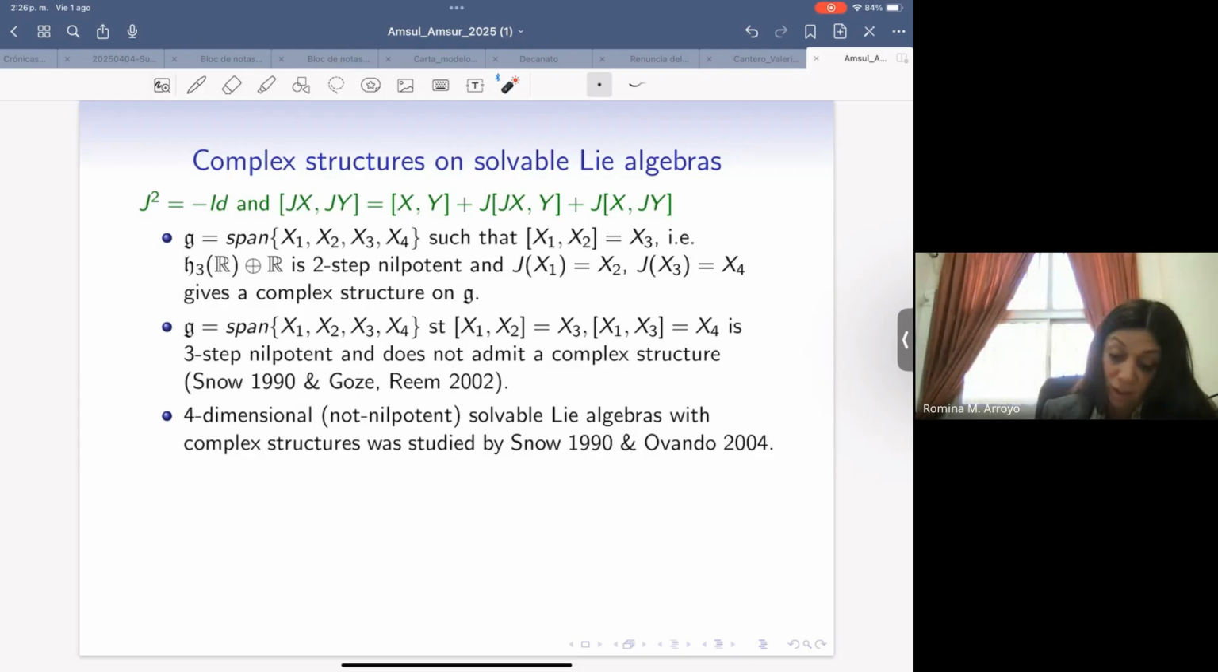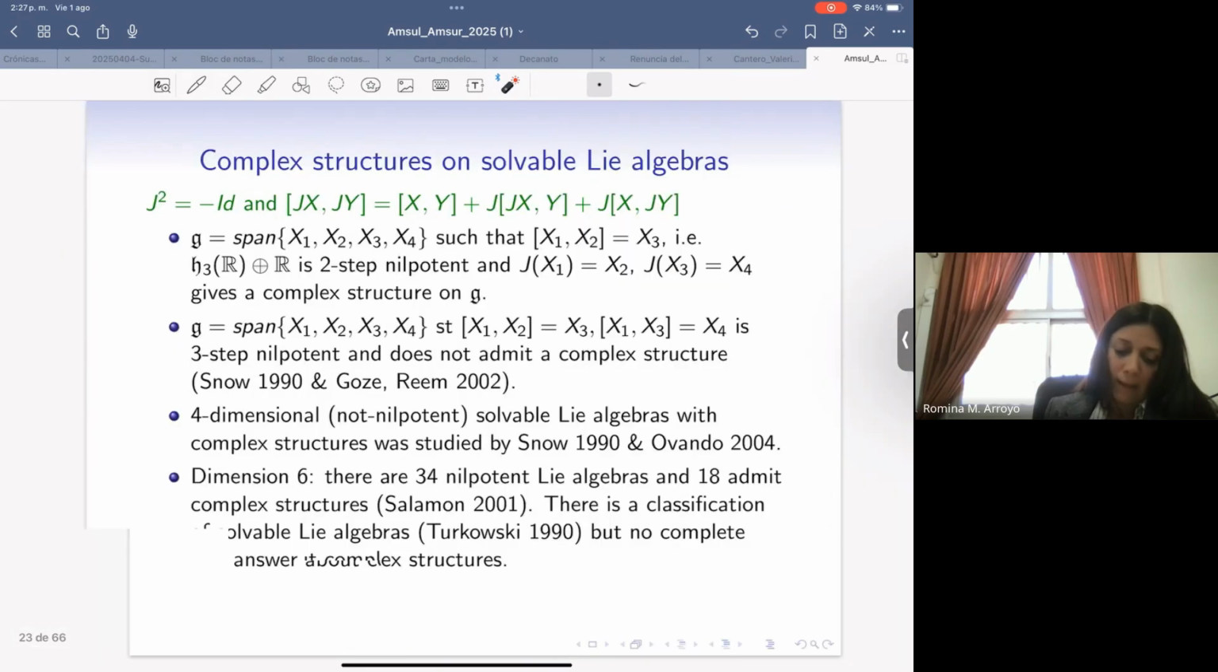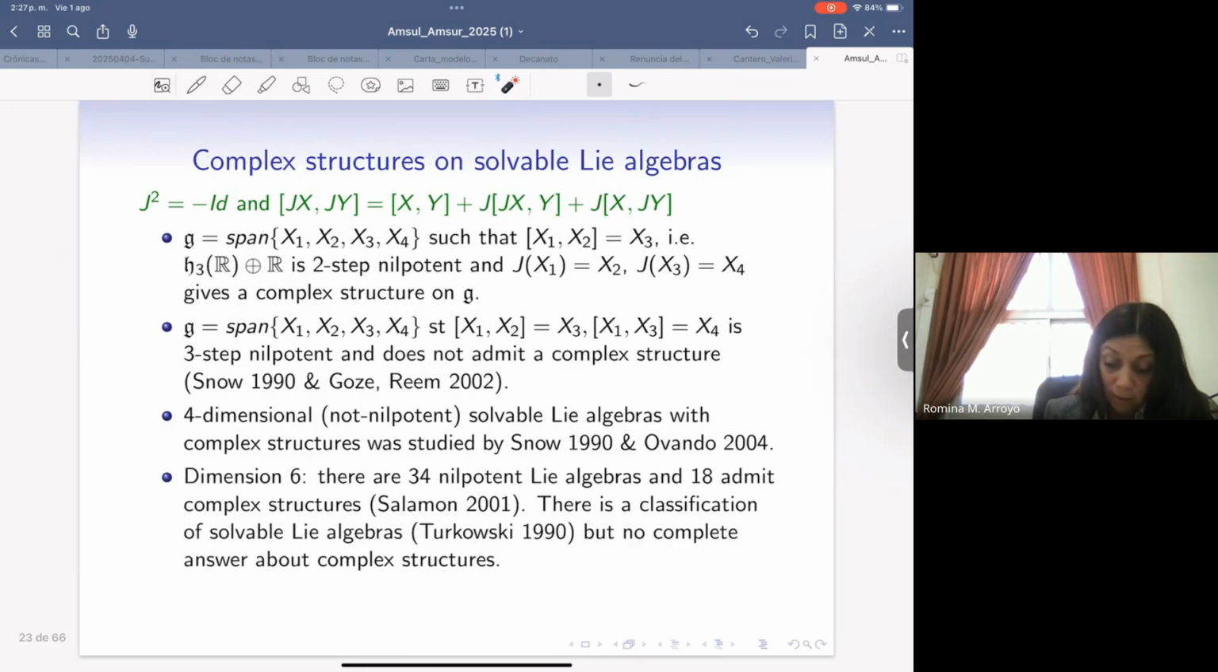Dimension 4, the solvable but not nilpotent case, is pretty well understood, and was studied by Snow and Ovando. Dimension 6 is well known in the nilpotent case. There are up to isomorphism 34 nilpotent Lie algebras, and only 18 admit complex structures.